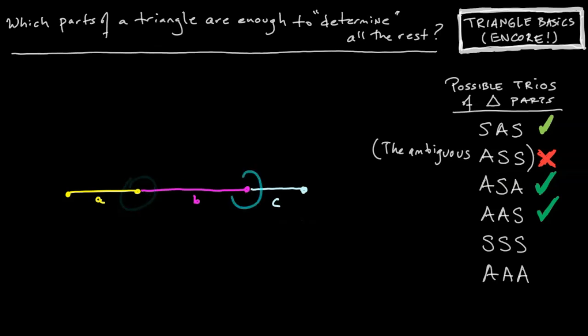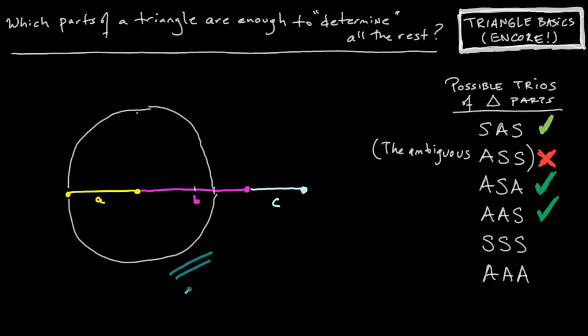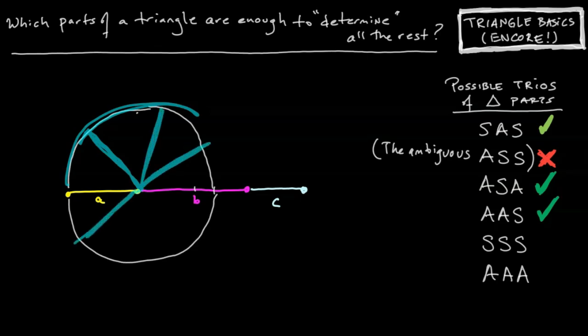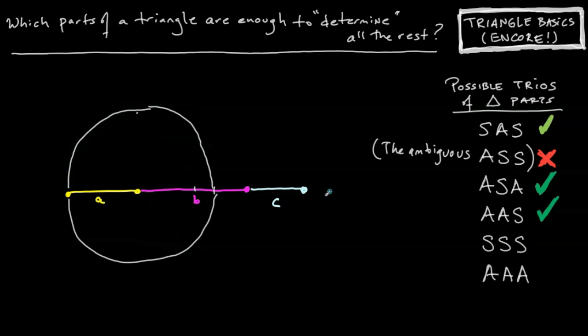Well, think of these vertices as hinges around which I can rotate sides A and C. That means this vertex could end up on this circle centered at this vertex and with radius A. As I swing that point around, I can rotate side A into all the different positions in which it might be. But I'm also doing the same by rotating side C around, which means that this vertex is going to end up somewhere on this circle. I could rotate it into this position, or this position, or whatever.